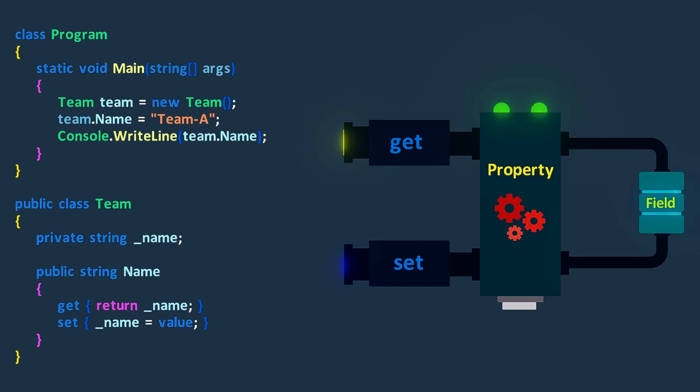Alright, it's worth noting that a private field that stores the data and is exposed by a public property is called a backing store or backing field. In the team class, the underscore name field is a backing field.